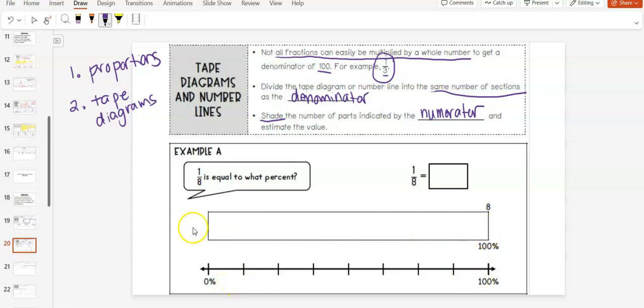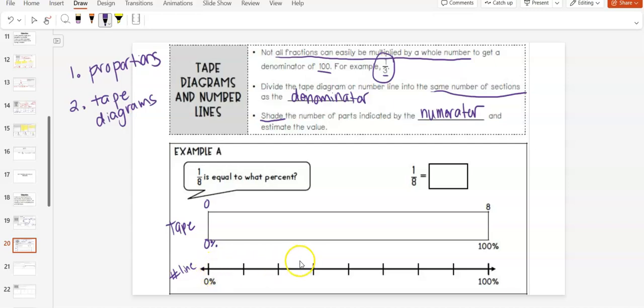So here I have a tape diagram. This one's the tape diagram. This is representing 0 and 0%. And then down here I have the number line. We're basically going to do the same thing for both. I'm going to divide both of these into 8 equal parts.